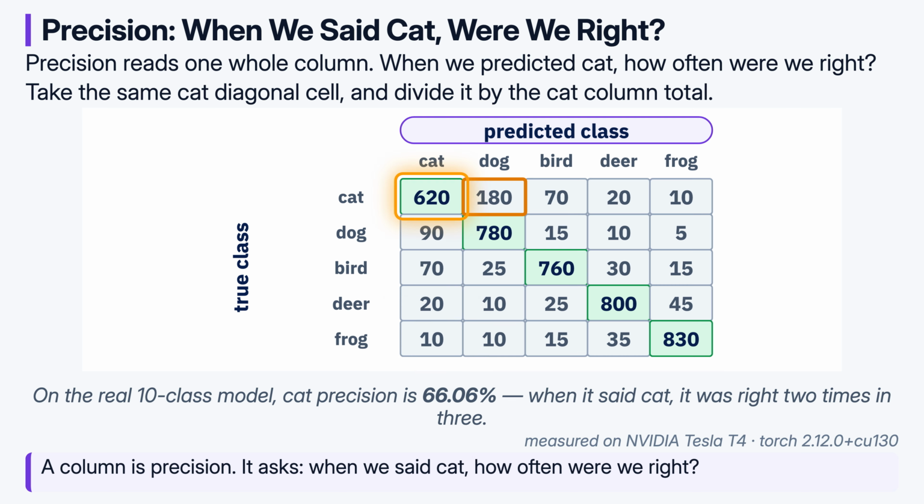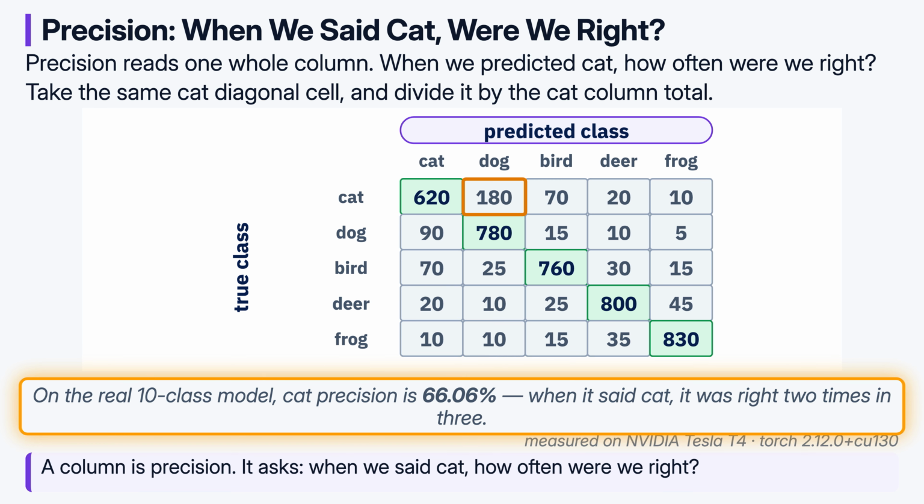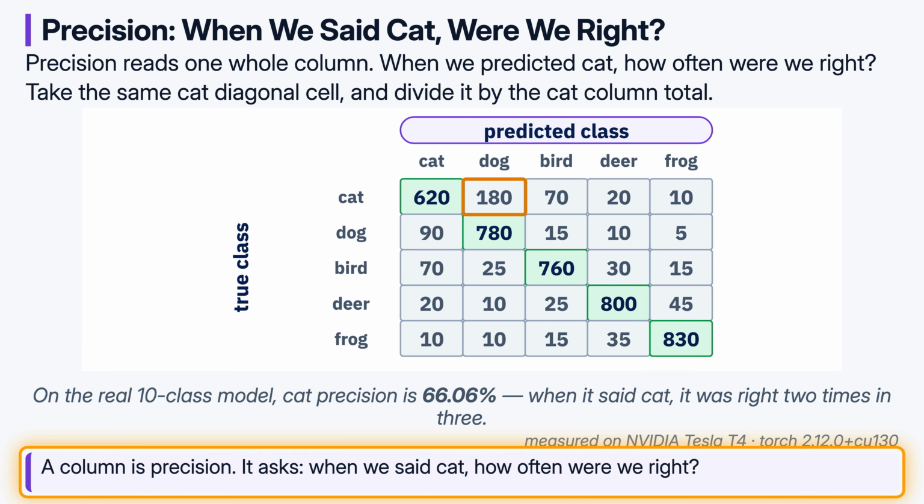This diagonal cell is the true cats. Precision divides it by the whole column total. On the real model, cat precision is 66.06%. When it said cat, it was right about 2 times in 3. That is measured on a Tesla T4. A column is precision. It asks, when we said cat, how often were we right?